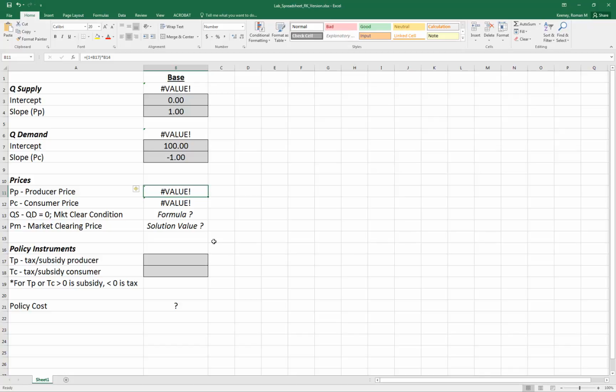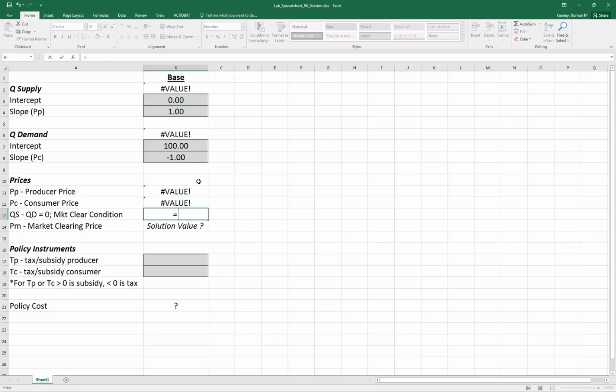Okay, and let me check. Yeah, so we need to figure out what the market price is going to be. This is giving you a hint here. It says we need a formula. And if we look over here, we see the exact formula we need, QS minus QD. We can't set that automatically equal to 0, but we can set a formula that says take this value and subtract this value. And to do that, let's go ahead and enter it.